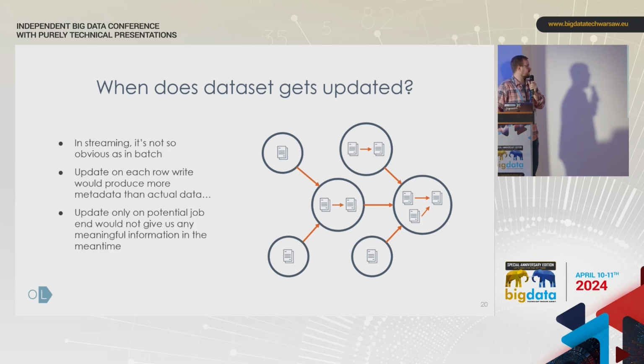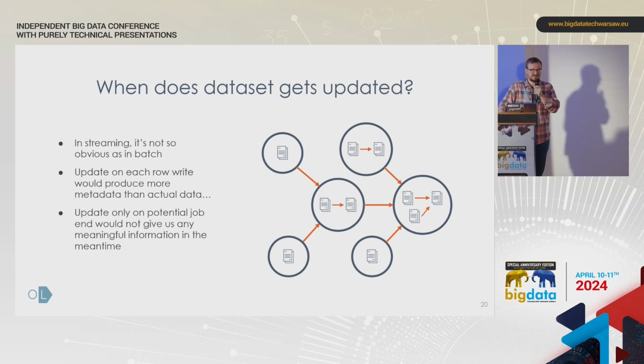And yeah, how do we do that, right? An update on each row would produce more metadata than actual data, so it's pretty much impossible. And we can't do this on an update at job end, because for a job that runs weekly, you will still have very old information if something else is reading from this Kafka topic.